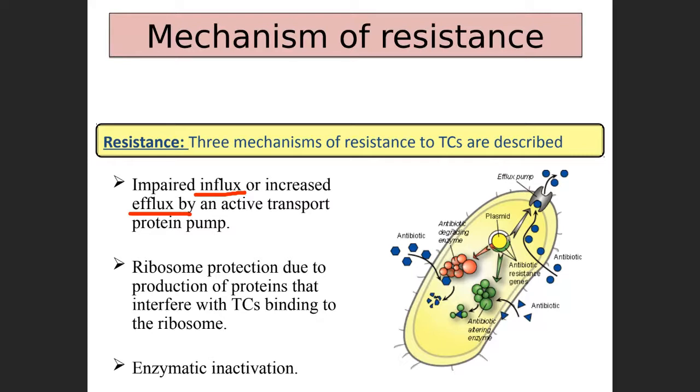What is the target site for tetracycline? The target site is ribosomes, so it is trying to protect the ribosomes. Next is enzymatic inactivation. It will produce certain enzymes which inactivate the drug and help in developing resistance in the bacteria. So these are the mechanisms by which the bacteria themselves develop resistance to tetracyclines.